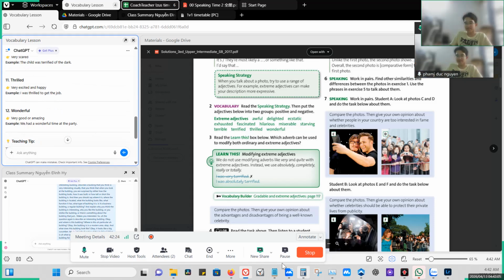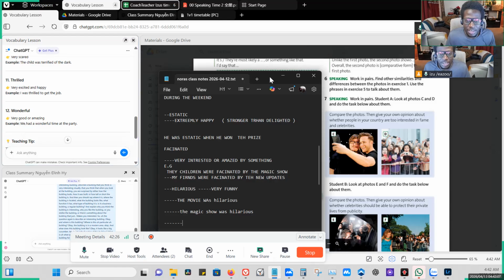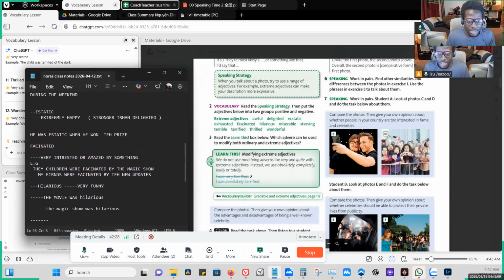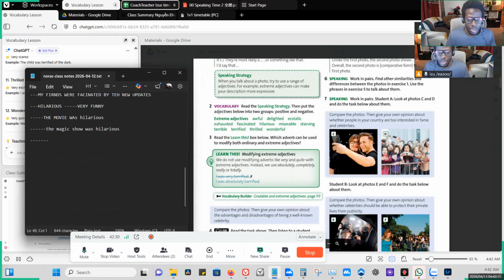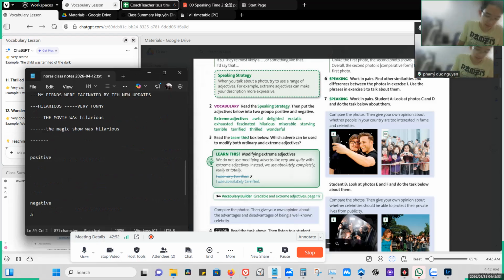All right, now that we've understood what some of these words mean, what we're going to do next is group these words into positive and negative. So the first word we're going to talk about is awful. Is this a positive word or a negative word? Awful is a negative word. Okay.